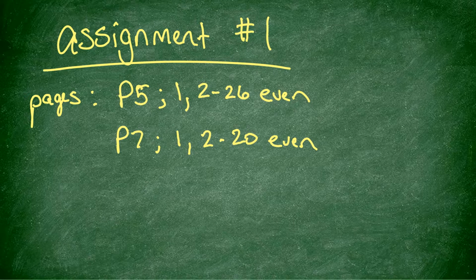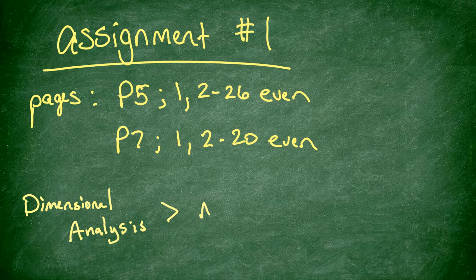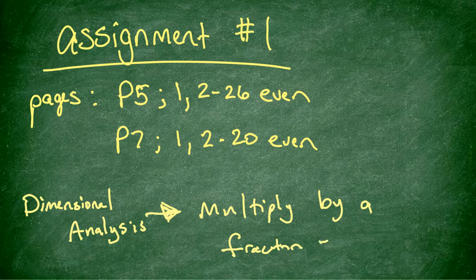Alright, I'm going to use this thing called dimensional analysis, which basically means I'm going to multiply by a fraction equal to 1. It's not going to look like 1, but it's going to be equal to 1. I'm going to use my conversion tables.